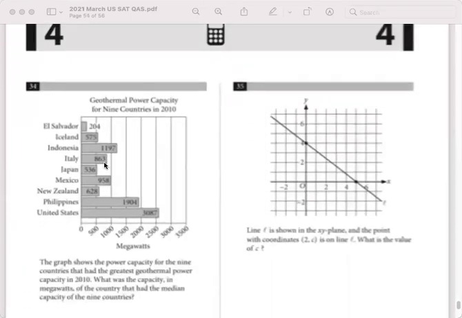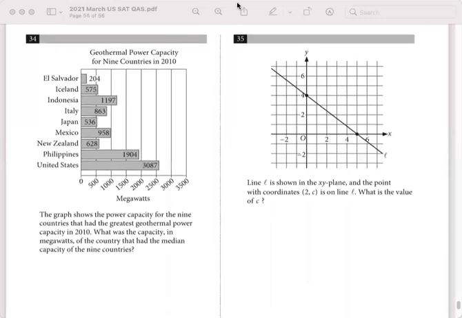Right, let's go to 34. The graph shows the power capacity for the 9 countries that had the greatest geothermal power capacity in 2010. What was the capacity in megawatts of the country that had the median capacity of the 9 countries?